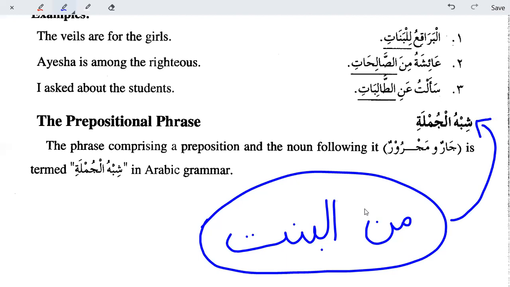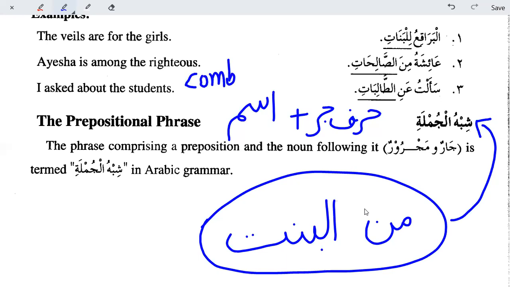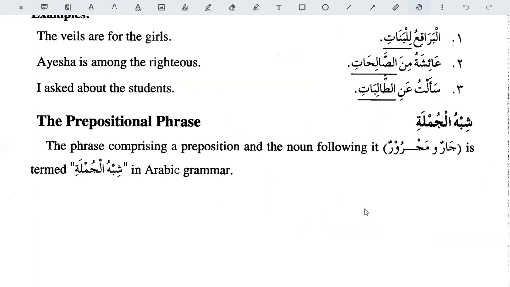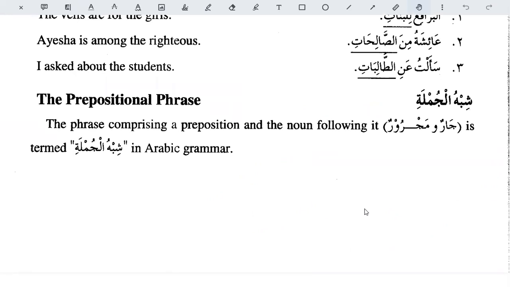Okay, that means that there will be huruf jar before the noun. Yes, so you can say harfe jar plus ism, they together make shibul jumla. Okay. So if I ask you what is shibul jumla, what will you say? When the jar comes before the noun. Or you can also say combination of harfe jar and ism is called shibul jumla. Okay. Try to understand the grammar in your own words, then it will become easy. If you copy the words from the book, it will become difficult.